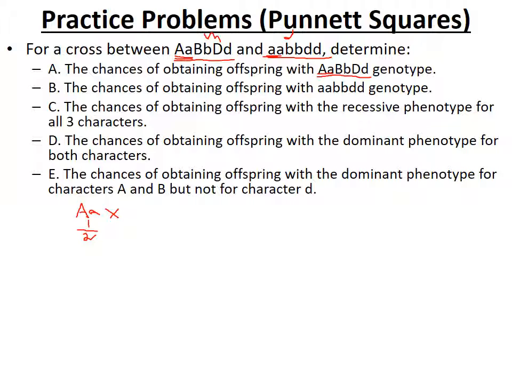Multiply that by, how do I get big B, little b? Well, half a chance to get big B from mom, 100% chance to get little b from dad, so half a chance for big B, little b. And then let's see, big D, little d. That's also half a chance, because half a chance here from mom, 100% chance there from dad. And that gives us 1/8 of a chance.